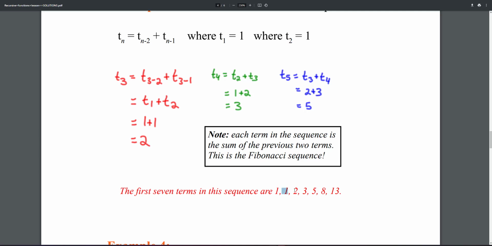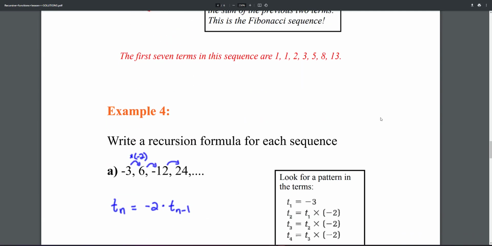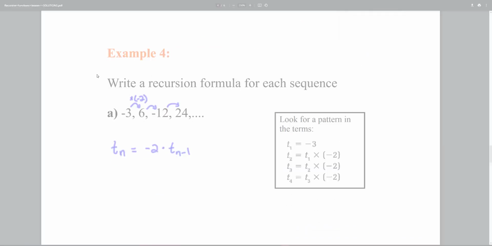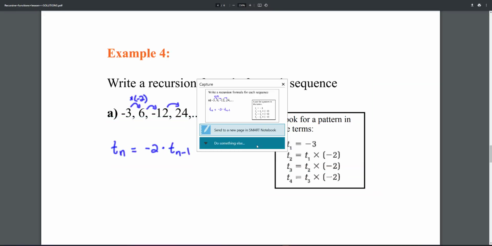And you keep going, and you'll see that the pattern is 1, 1, 2, 3, 5, 8, 13. This is actually called the Fibonacci sequence, and you can Google it. I highly recommend doing a quick YouTube or Google search for cool facts about the golden ratio or cool facts about the Fibonacci sequence, and it'll be fun.